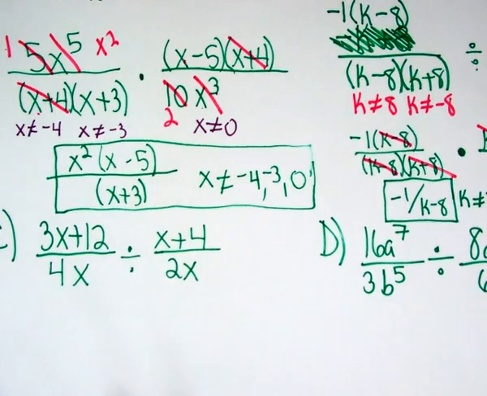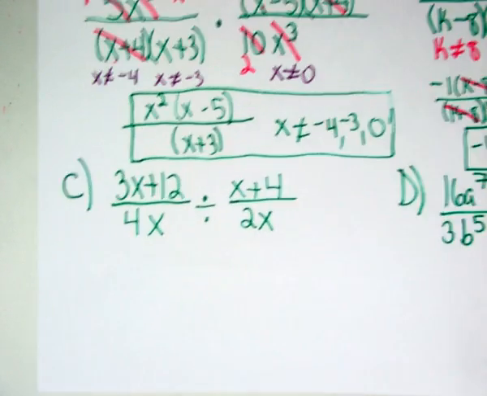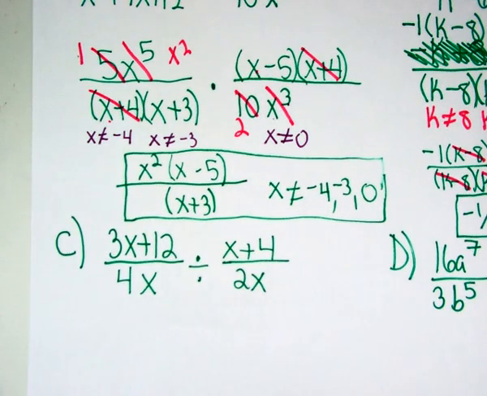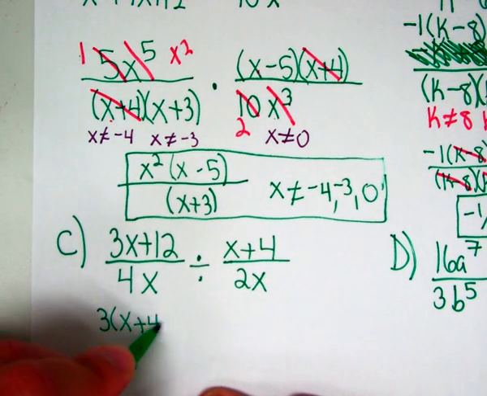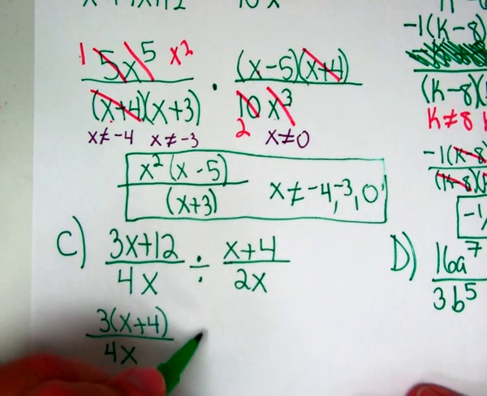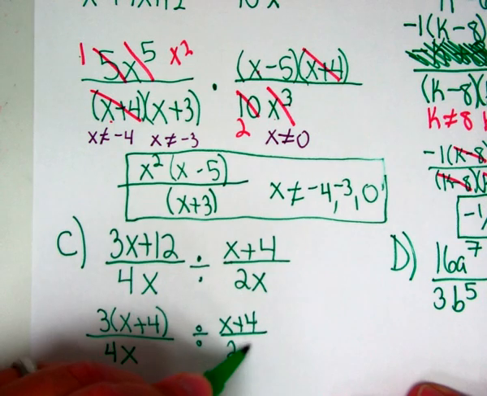All right, let's go on to letter C. Same idea as the last ones. First try, our first one that we're going to do here. If we factor out the GCF, we end up with 3 times x plus 4. This is just a 4x. Division, let's not change it yet. We have to deal with the domain restrictions first before we can change it.